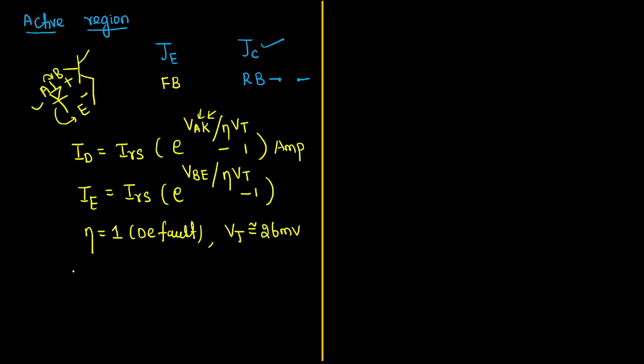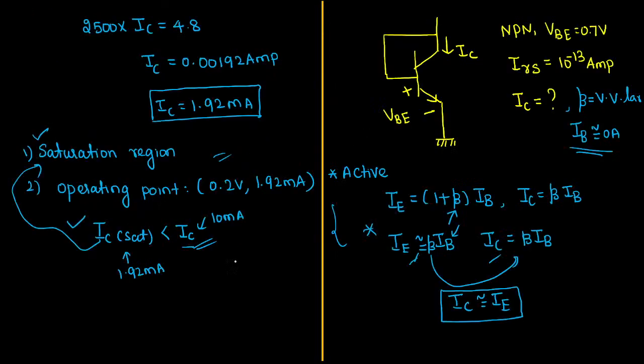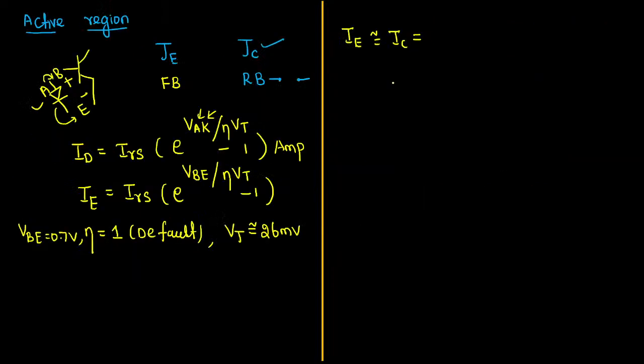Now how will you identify the value of base to emitter voltage? You don't need to identify, it is already given. How much? Base to emitter voltage is 0.7 volt. So from this we can conclude that the value of emitter current, anyway approximately, is equal to collector current. The question is, collector current is equal to reverse saturation current times the exponential. How much have they given? Reverse saturation current is 10 power minus 13 ampere.